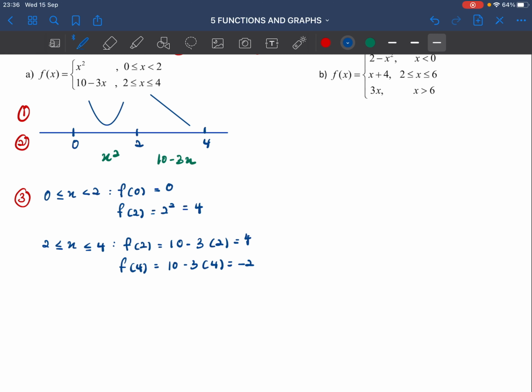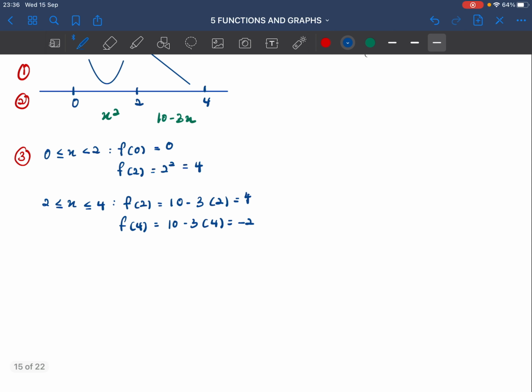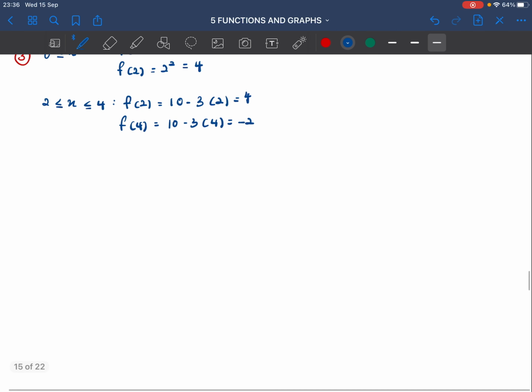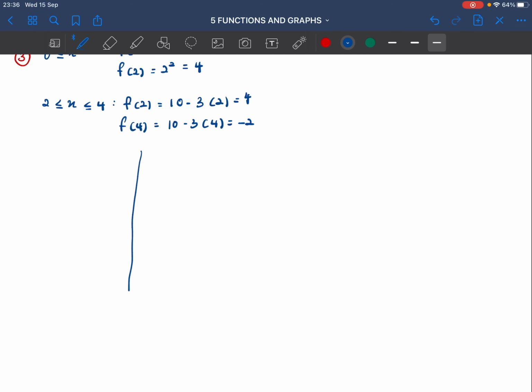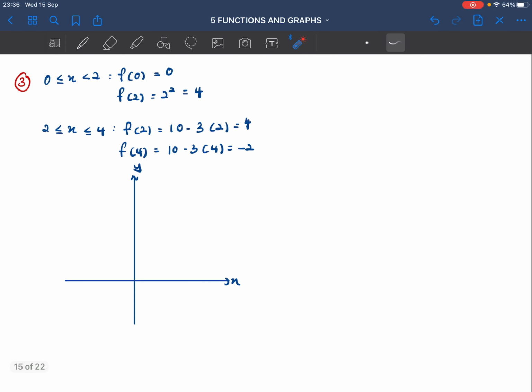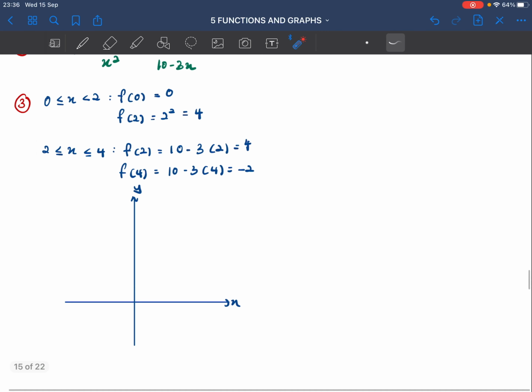So next apa yang kita kena buat ialah kita kena cari x-intercept and y-intercept. But before that, kita sketch dulu graph kita, so that kita tahu kita nak cari x-intercept and y-intercept dekat mana. Alright, so let's sketch our graph. So we have our x-axis and y-axis. Okay, so first, apa yang kita buat dekat sini, the third step dekat sini, kita ada x equals to 0, y equals to 0, x equals to 2, y equals to 4.